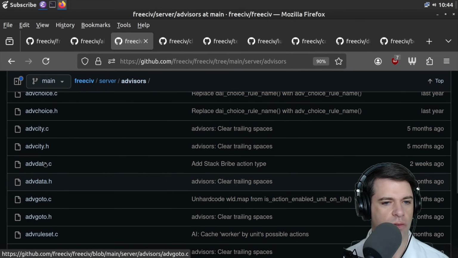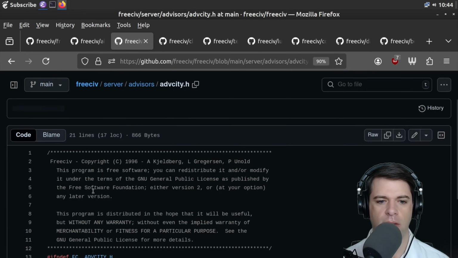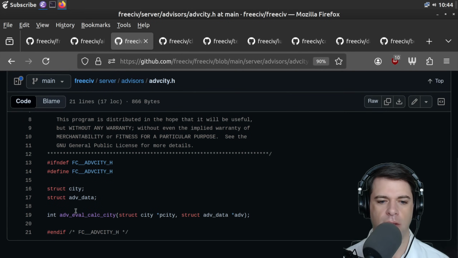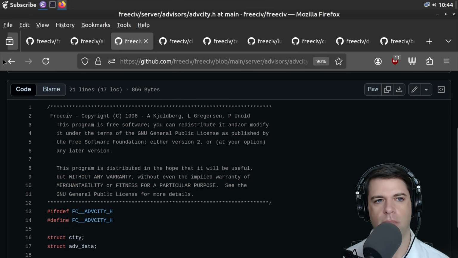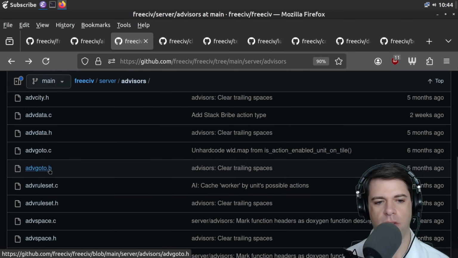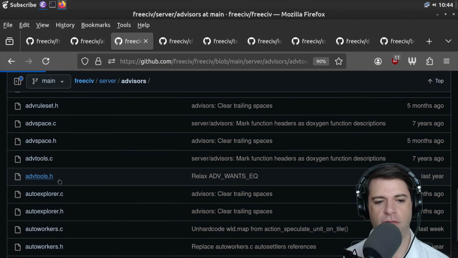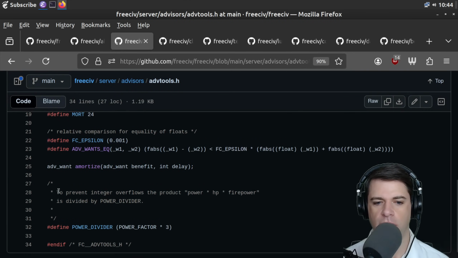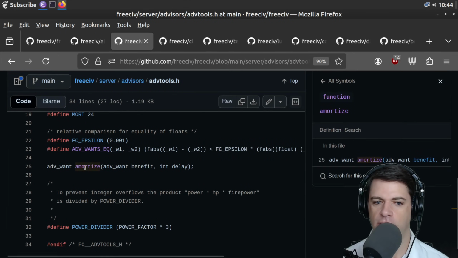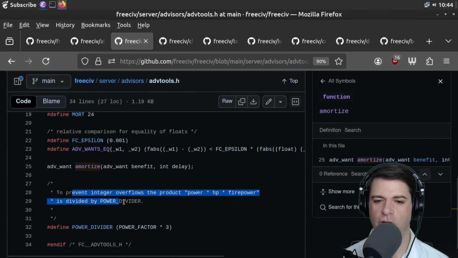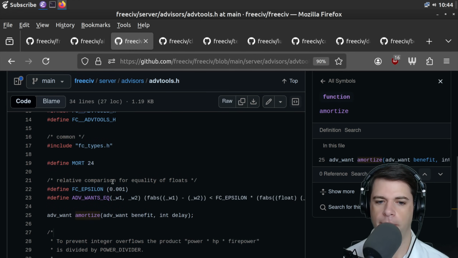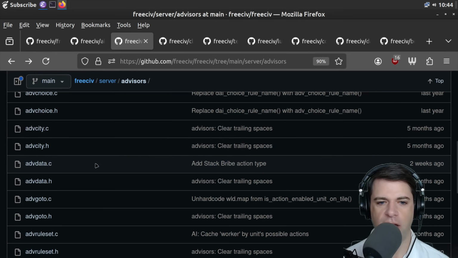Advice go to, advice city, advice eval calc city. I'm not sure what that is. Add tools. Amortize, to prevent integer overflows. The product power times HP times firepower is divided by power divider. Okay, so that's some rescaling.